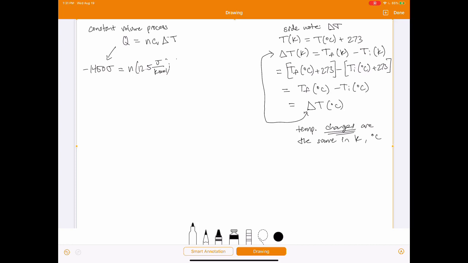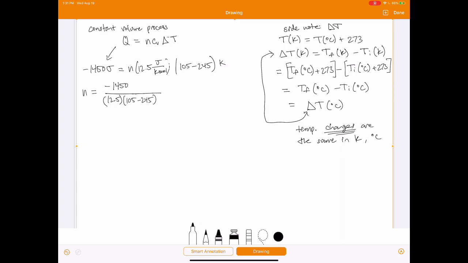And then what's our delta T? Well, we start off at 245 degrees Celsius, and we end up at 105. So the change is 105 minus 245. And technically that's in degrees Celsius, but of course we just proved that a temperature change is the same in Celsius as it is in Kelvin, so we can just say Kelvin. Therefore, the number of moles, N, is minus 1,450, and then we're dividing out 12.5, and the temperature change, again, 105 minus 245.